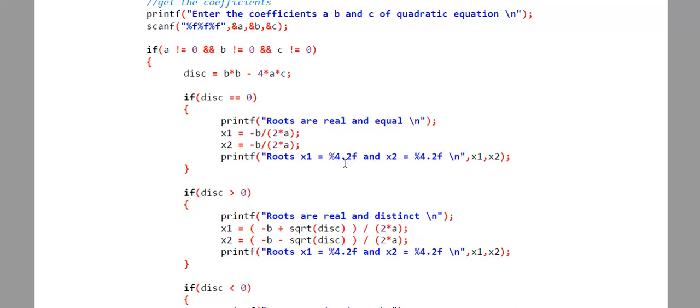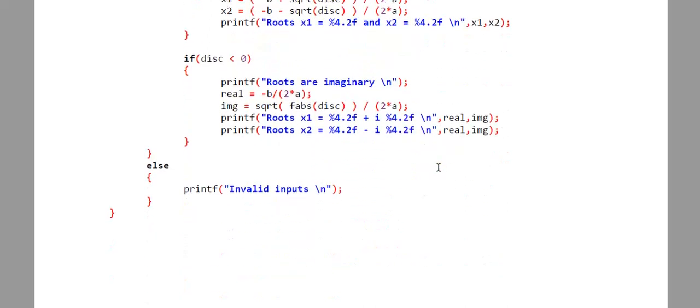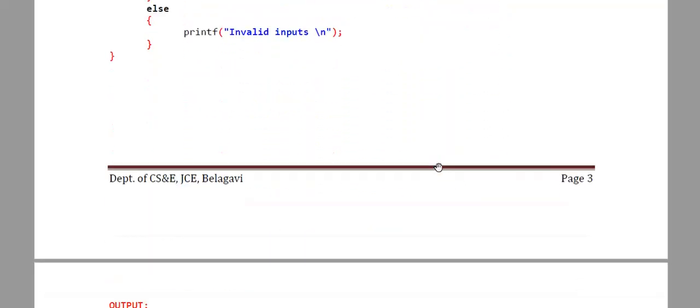So basically, in this place it will print the value of x1, and x2 is equal to percent 4.2f, in this place it will print the value of x2. So how will you get the output? Roots x1 is equal to this and x2 is equal to this. If you want to see the output, I will show you so that you can visualize how that output looks like.